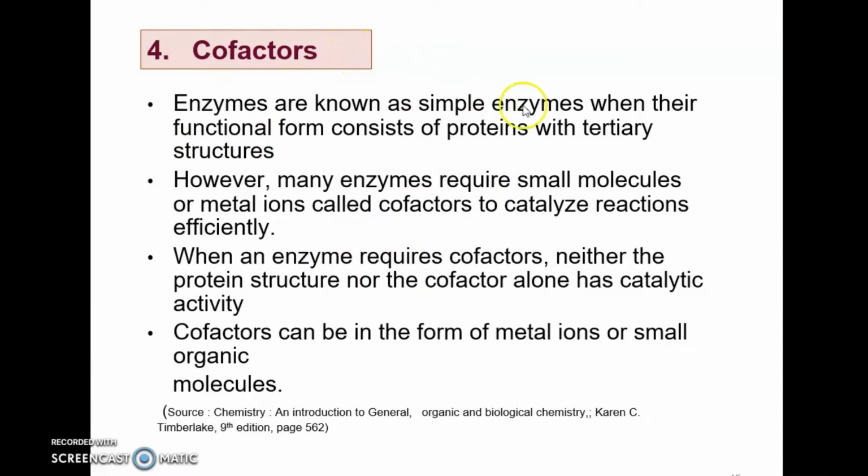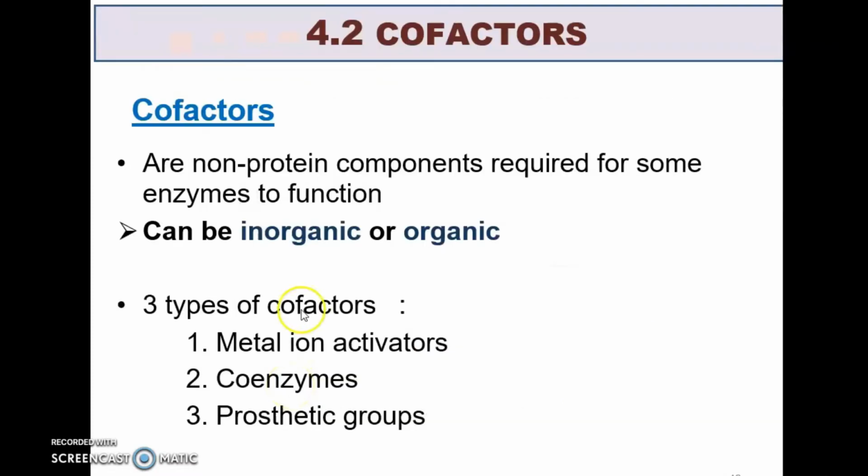Enzymes are known as simple enzymes when their functional form consists of protein with tertiary structure. This cofactor is required in a small amount so that the reaction of the enzyme is more effective and efficient. This cofactor can be in the form of a metal ion or a small organic molecule. A cofactor is a non-protein component required for some enzymes to function. So remember, an enzyme is protein, but a cofactor is non-protein. It can be organic or inorganic.